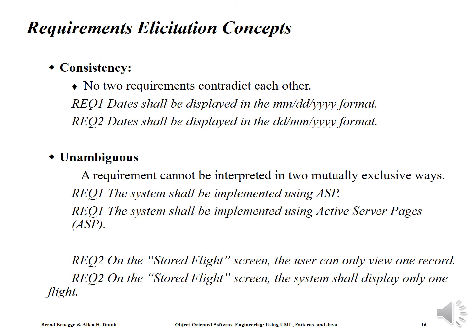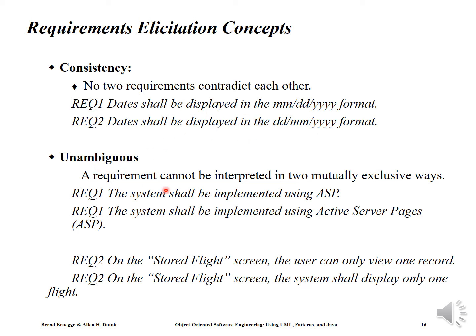So the next requirement elicitation concept is consistency. So consistency is what? That no two requirements contradict with each other. For example, requirement 1 states that dates shall be displayed in this format, and another requirement of the same system states that dates shall be displayed in this format. So these requirements are contradicting with each other. So such requirements should not be there.